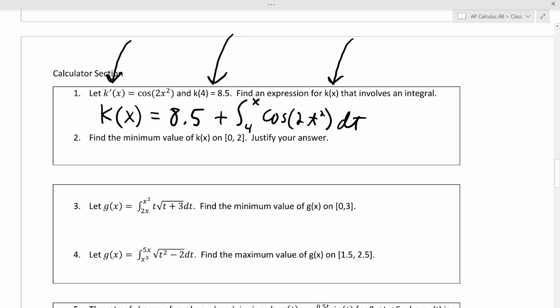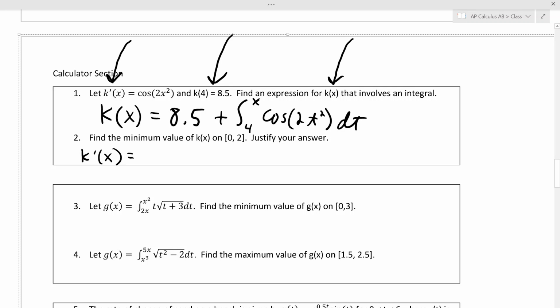Okay, and then step 2 says find the minimum value of k of x on a closed interval 0 to 2. Well, it turns out that we've already covered questions like this, and I know it seems a little bit different because we got integrals happening, but the way you find minimum values on the closed interval is, step 1, you find the derivative, and you find the critical values, right? And then you check those values and the endpoints. That's how we've always done this. So we know the derivative, it was given to us.